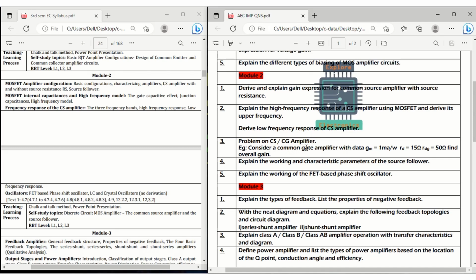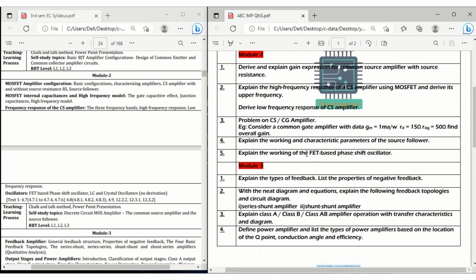Problems on common source amplifier, common gate amplifier and common drain amplifier they may also ask. A problem can be of any type. Here I have shown a common gate amplifier with this data. Here we need to find the overall gain of this amplifier. And the fourth one, explain the working and characteristic parameters of the source follower. And the next question is, explain the working of a FET based phase shift oscillator. This is an oscillator question. So these are the few important questions in module 2. Here also one problem will be there for sure in the exam.